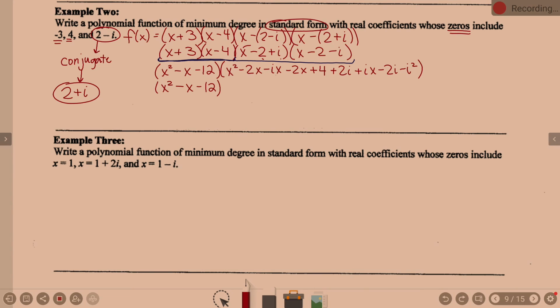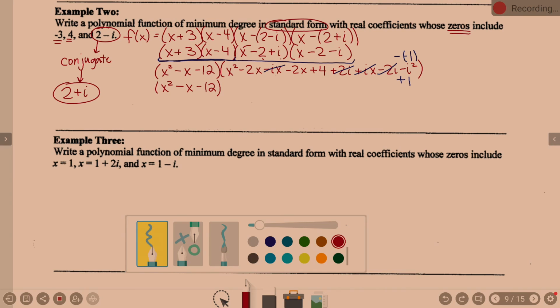Guys, if we have not made any mistakes, all my i's are going to magically go poof and disappear. Is it happening? Minus ix cancels with plus ix. Plus 2i cancels with minus 2i. What about a minus i squared? It doesn't have anybody to cancel with. Minus i squared is going to be minus negative 1, which is plus 1. My i's are gone. 5. Which was the reason we multiplied the conjugates.